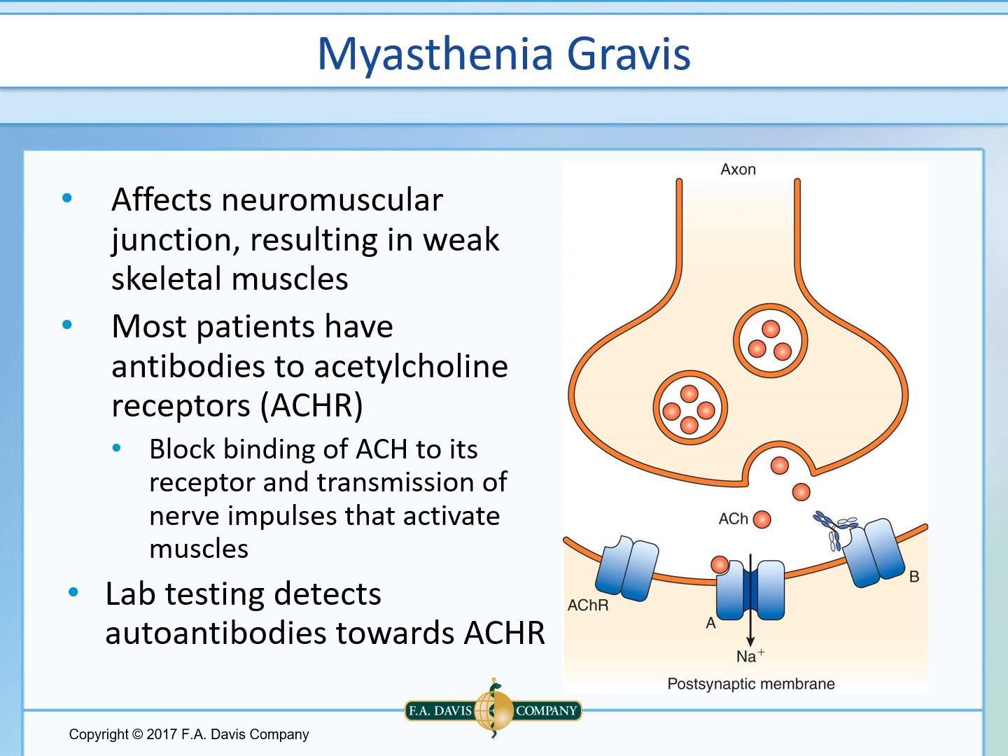Myasthenia gravis is an autoimmune disease that affects the neuromuscular junction, resulting in weak skeletal muscles. It's characterized by weakness and fatigability. Symptoms of patients include drooping of eyelids, double vision, inability to retract the corners of the mouth, muscle weakness, especially in the upper limbs, difficulty speaking and swallowing, inability to support head and trunk, and it can progress to affect respiratory muscles. Most patients have antibodies to acetylcholine receptors.